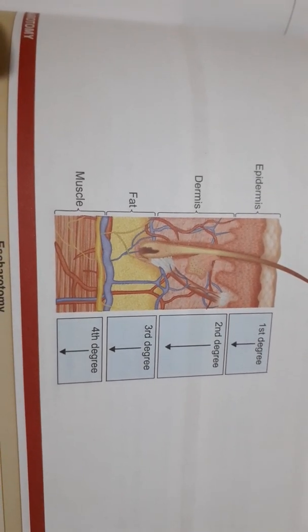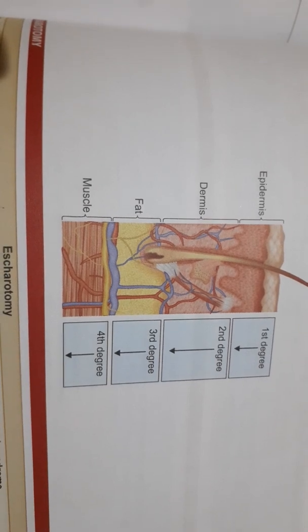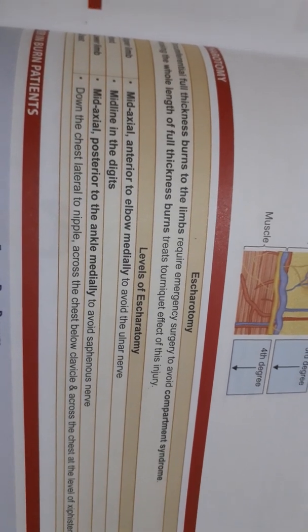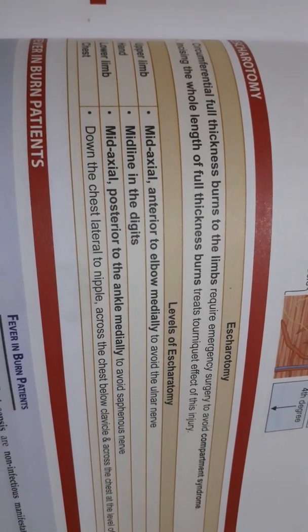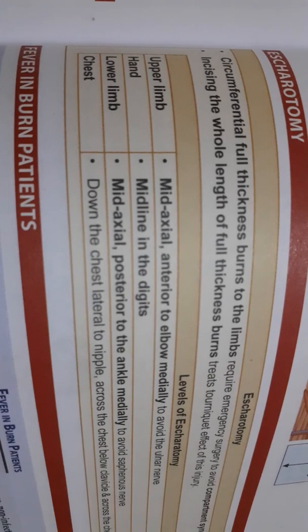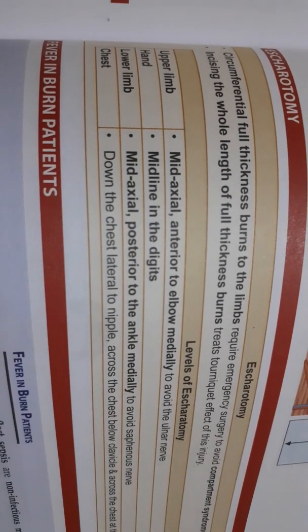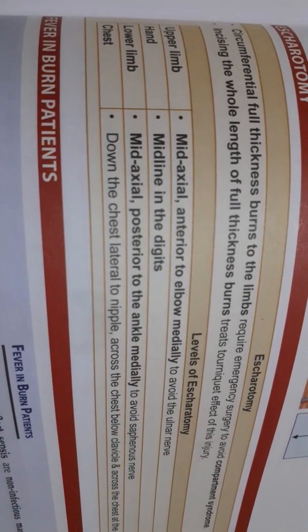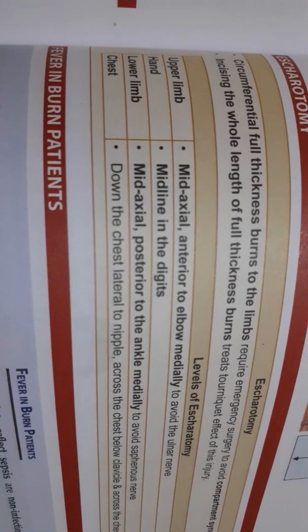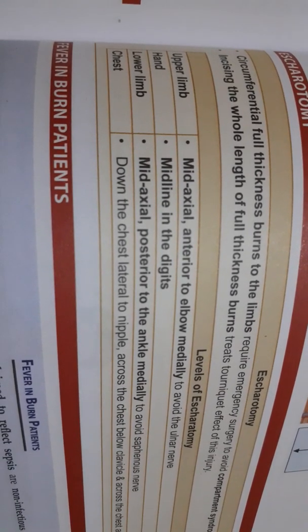Epidermis, dermis, fat, muscles, first degree, second degree, third degree, and fourth degree. Escharotomy. Circumferential full-thickness burns to the limbs require emergency surgery to avoid compartment syndrome. Incising the whole length of full-thickness burns treats tourniquet effect. Levels of escharotomy, upper limb: mid-axial, anterior to the elbow, medially to avoid the ulnar nerve.